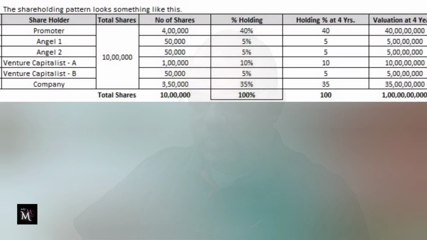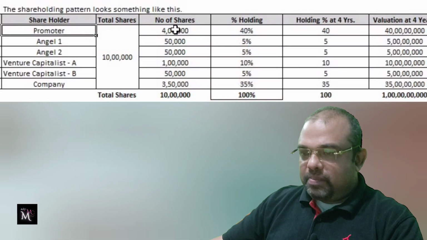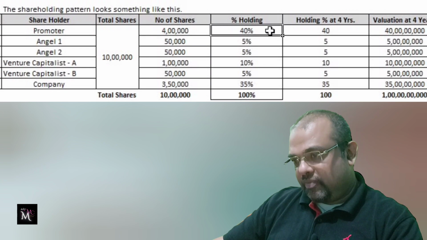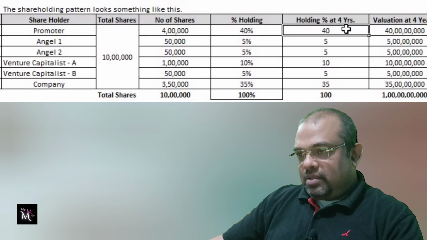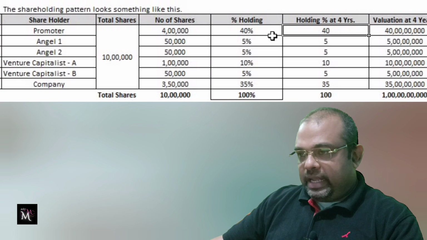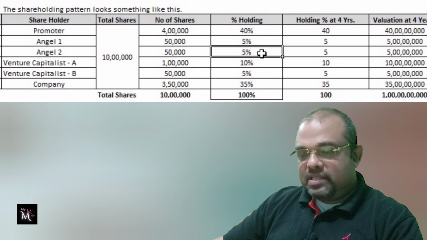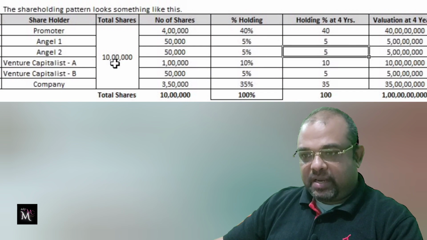So now let's see how the shareholding pattern looks like. We'll take you to the Excel where we'll try and see the breakup of the shareholding pattern and the total valuation of the company. Here it is. So here you see the promoter still holds 4 lakh shares, which is 40% of the company. The angel investor holds 5%. The angel investor 2 holds 5%.